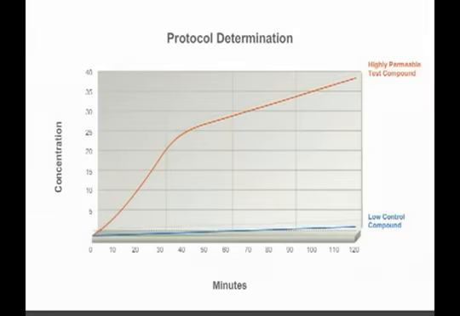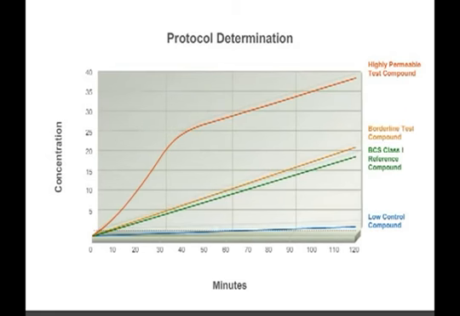The green and yellow lines also represent compounds with high permeability, but not so high that the rate of accumulation plateaus within a 2-hour experiment. Finally, the blue line represents a low permeability compound, such as atenolol, the control compound we co-dose with an API to confirm the integrity of each of the monolayers used in a permeability study.